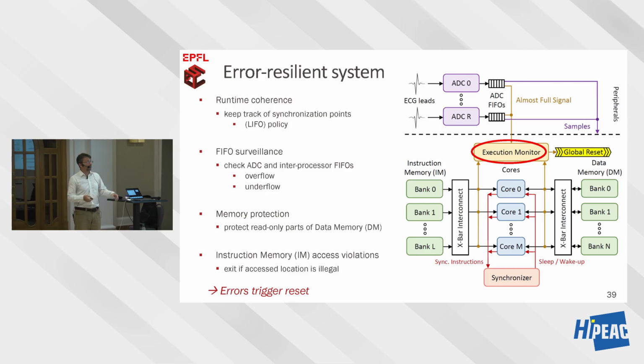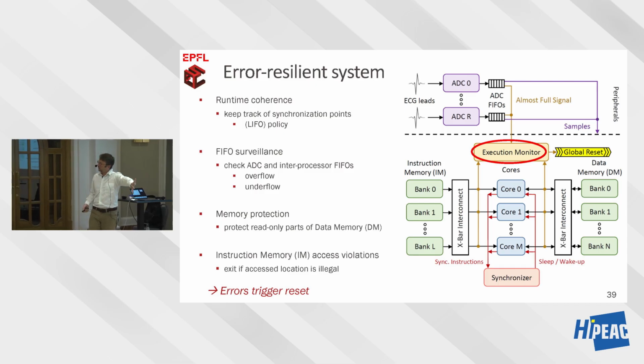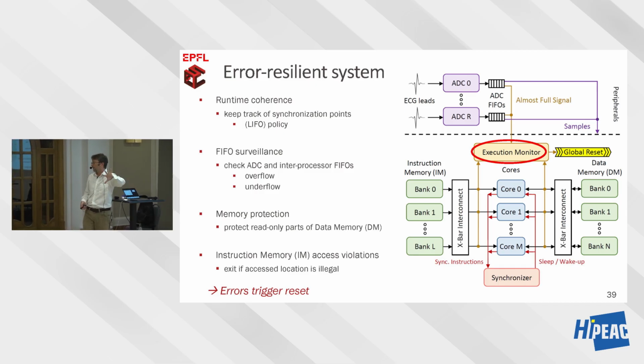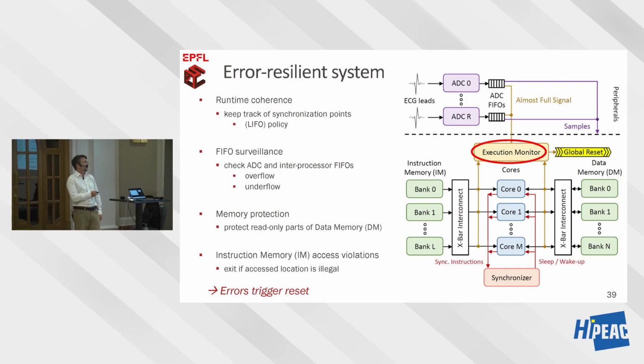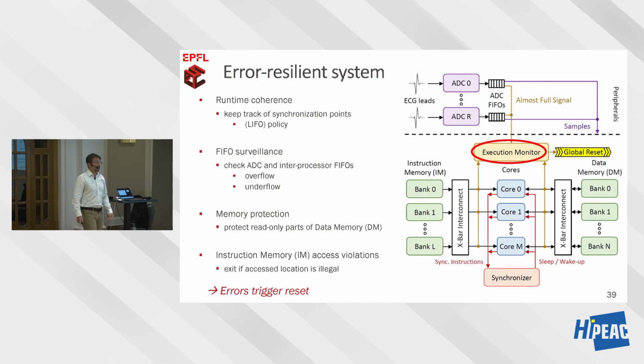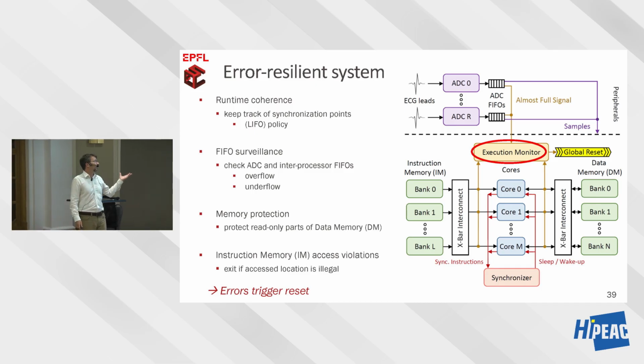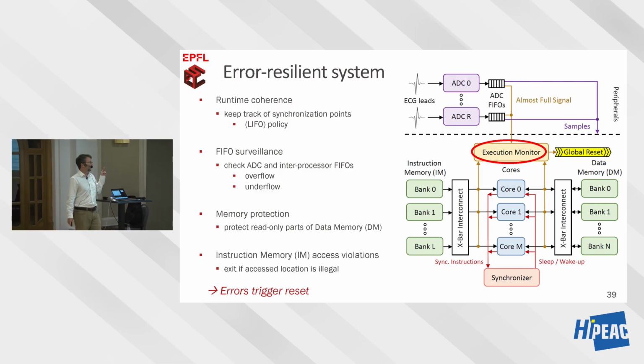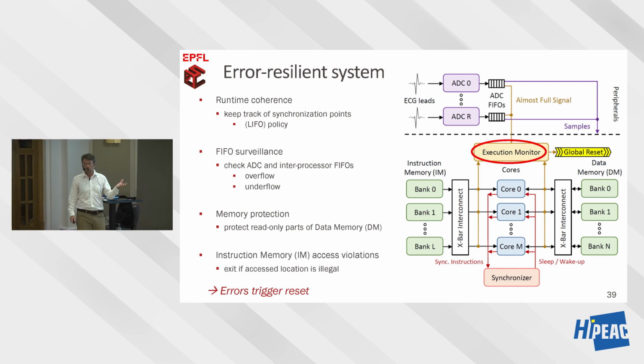Then we had to check that as we are acquiring the signal, we never overflow the FIFOs, because if that happens, it means that one processor is stuck. And then we have some additional checks, like we should never read from read-only parts of the data memory. If that happens, it means that some error has occurred, and we should not access instruction memory regions in which no program is residing.